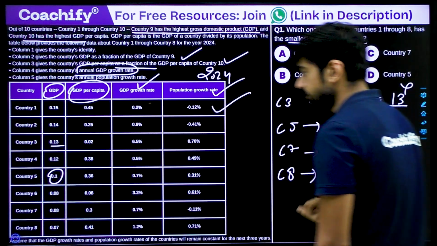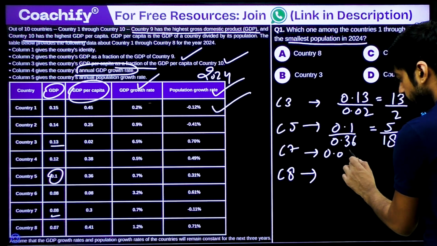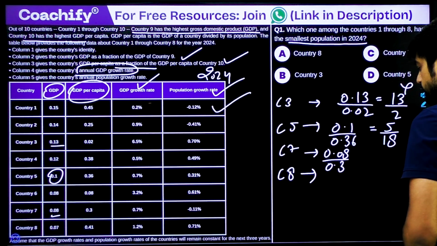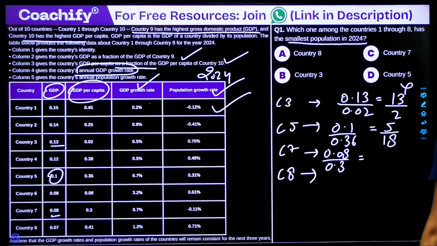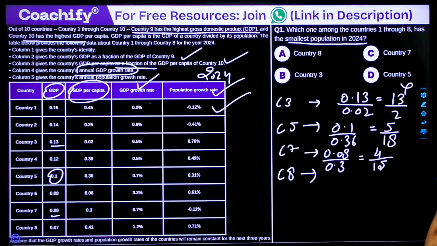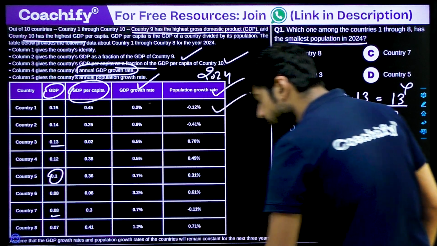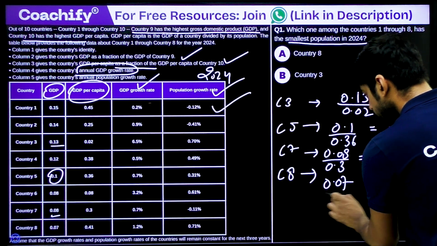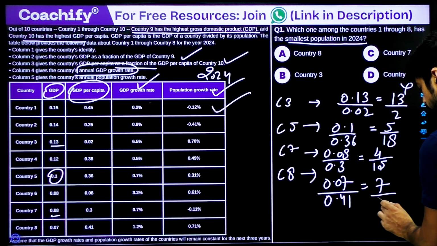Okay. Now let's proceed. For country 7, 0.08 divided by 0.3. So this becomes again 8 by 30. So 8 by 30 is 4 by 15. So this is what we are getting here. Then country 8, 0.07 upon 0.41. So this becomes 7 upon 41.